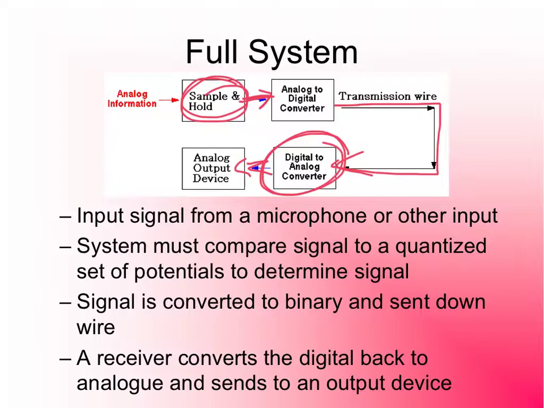So the circuitry and all that is fairly complex, but the actual system itself is pretty straightforward. You input the analog information, you take your samples, you convert those samples to a digital signal, you transmit it, that digital signal gets converted back to analog, and then you have it put out into some format that can be read. And there it is. That's all you need to know about digital and analog signals.